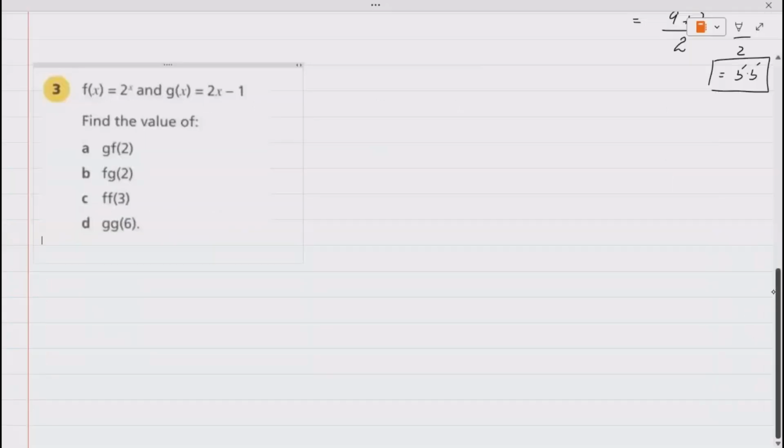Okay, so part 2 is same as part 1, so do it by yourself. Do question 2. Question 2 is same as question 1 of exercise 21D, so do question 2 by yourself. Now let's do question 3.